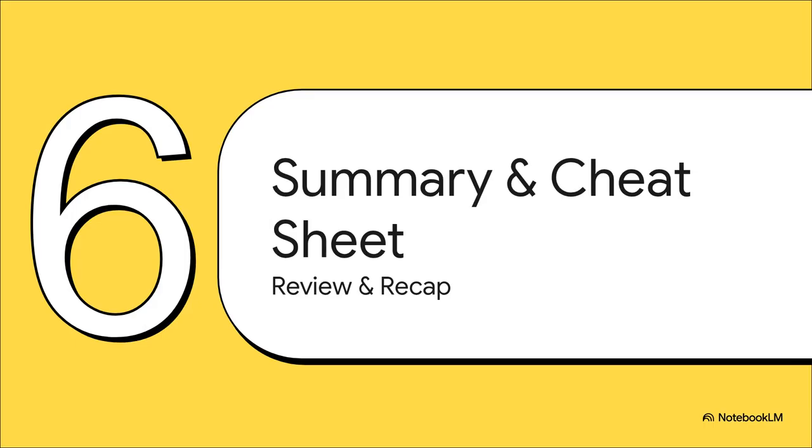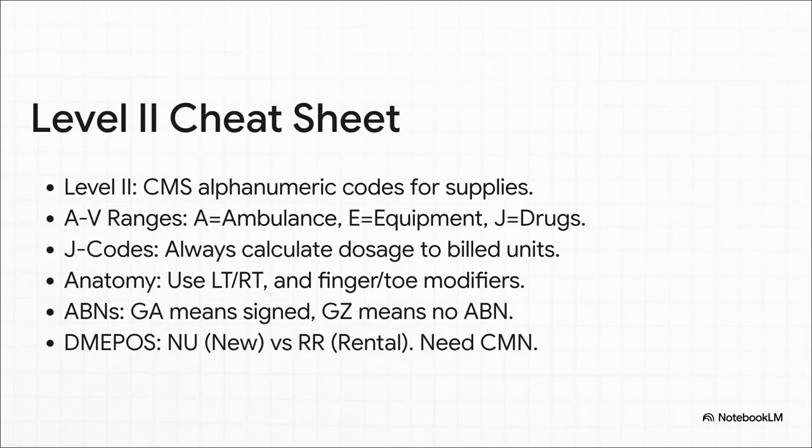And just like that, we're already at Section 6, Summary and Cheat Sheet. Let's do a rapid-fire wrap-up. Here is your ultimate HCPCS Level 2 mental checklist for exam day. Keep this locked in your brain. Level 2 is for items and supplies using alphanumeric codes. Memorize those A through V categories. For J codes, always do the dosage math. Nail your anatomical and ambulance route modifiers. Remember that GA means a signed ABN is on file, while GZ means you don't have one. And for DME, track your new versus rental modifiers and always secure that medical necessity documentation.